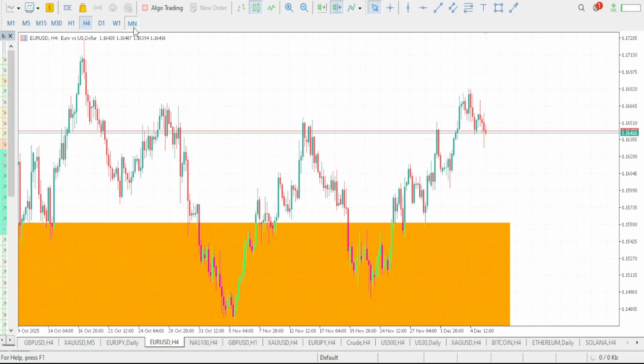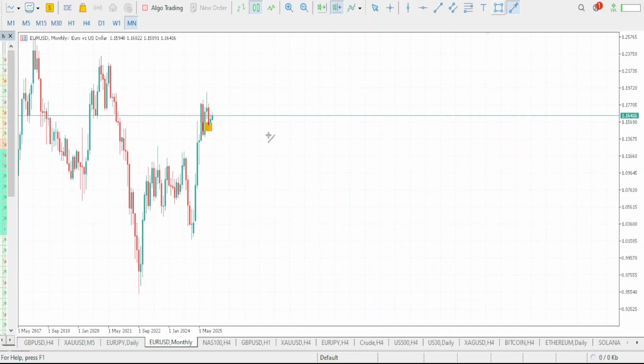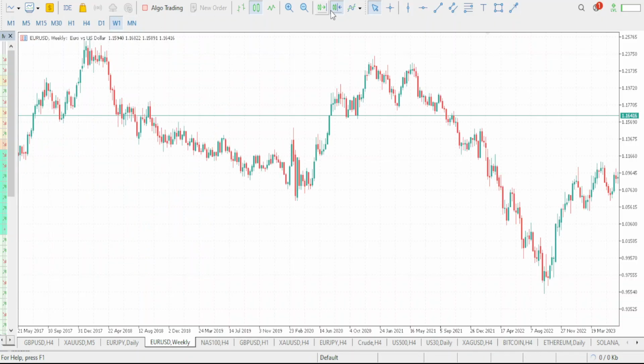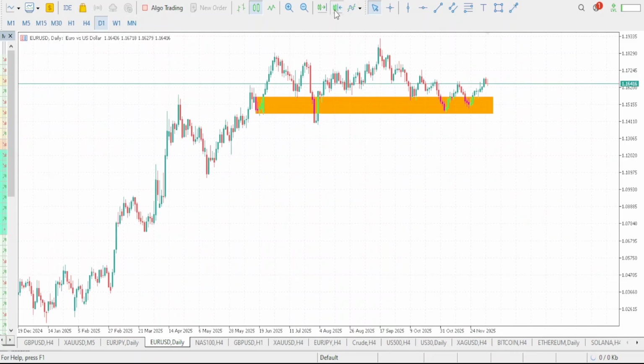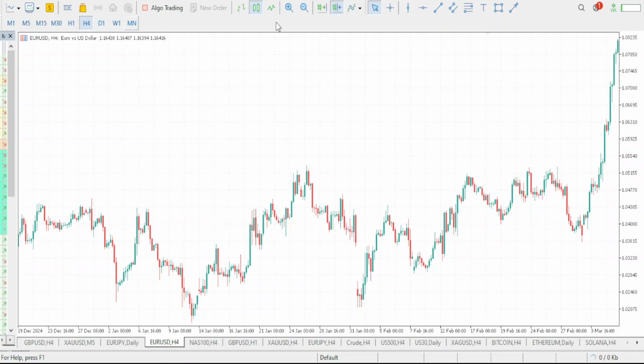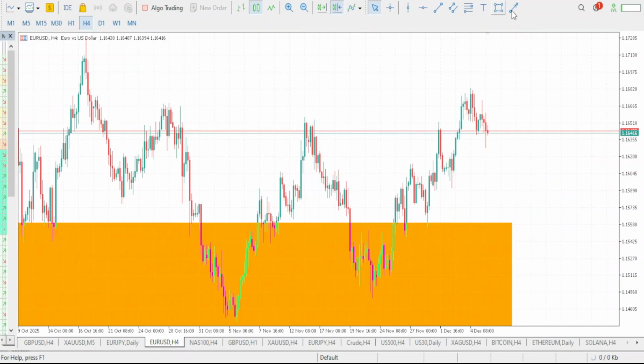Remember, the monthly time frame says we are going bullish. On our weekly time frame, it also says we are going bullish. On our daily time frame also, it says we are going bullish. And now our four-hour time frame. What is the four-hour time frame doing? The four-hour time frame is already giving us the bullish move.